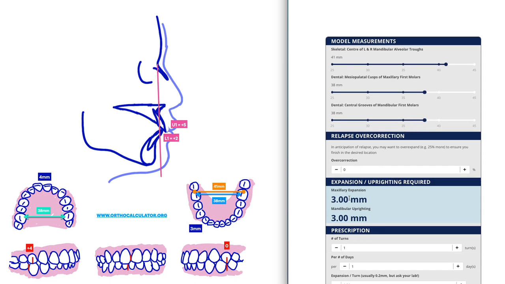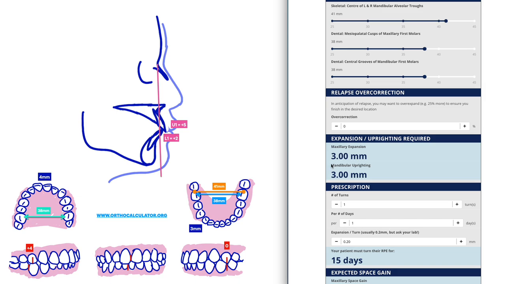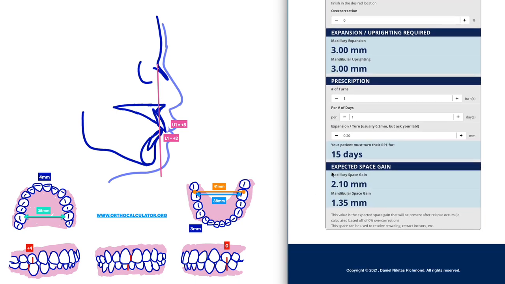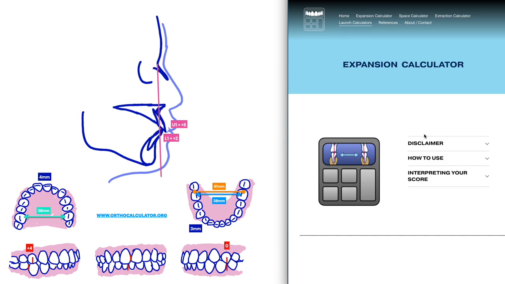So like I said, we don't need any actual expansion with an appliance, but our arch wires will give us some expansion. And we're expecting to get about 2 millimeters of space gain in the upper from expansion and 1.5 millimeters in the lower from expansion. So we'll keep those numbers in mind, 2 and 1.5.